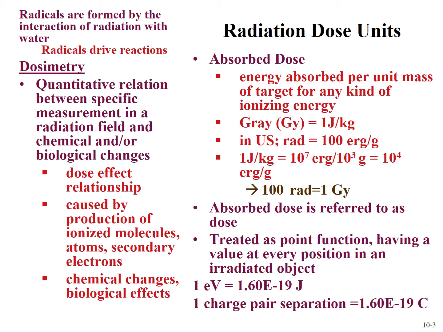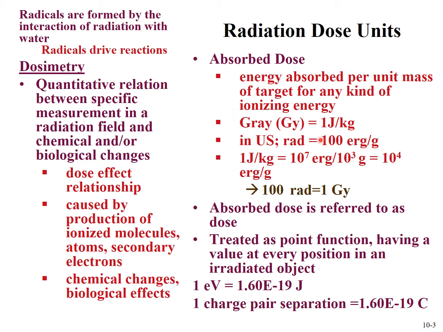As we discussed, when these particles interact with matter, they cause ionized molecules, secondary electrons, etc. And these in turn drive chemical or biological changes. So when we talk about absorbed dose, we talk about the energy absorbed per unit mass of any target for any kind of ionizing radiation, with units such as gray or rad. We're talking about the energy absorbed, and we're not really focusing on the ionizing particle that's depositing that energy.